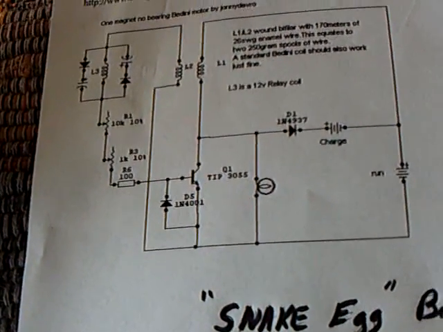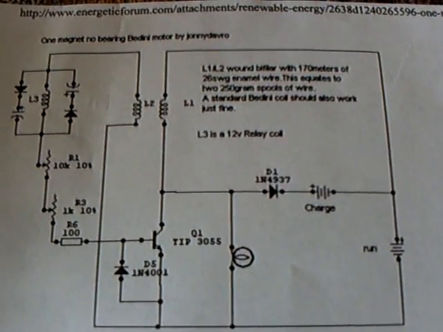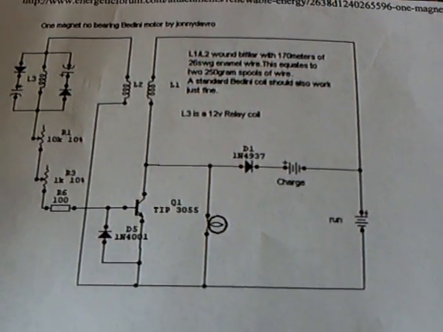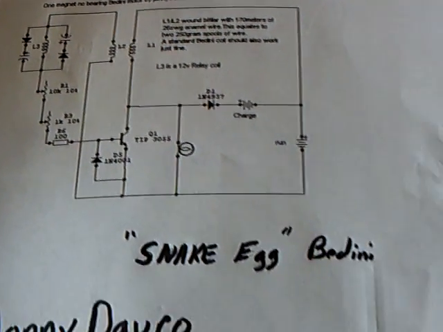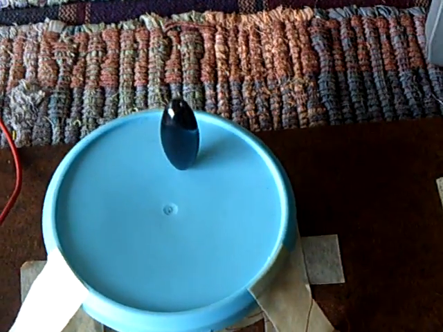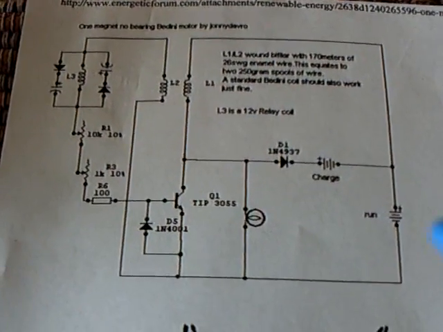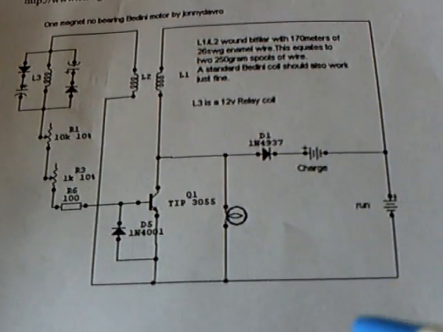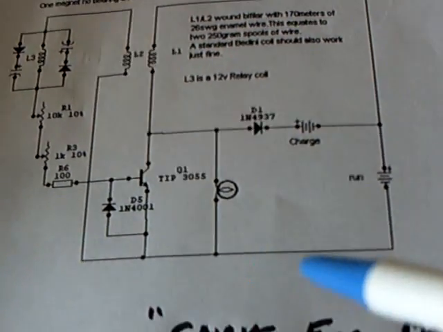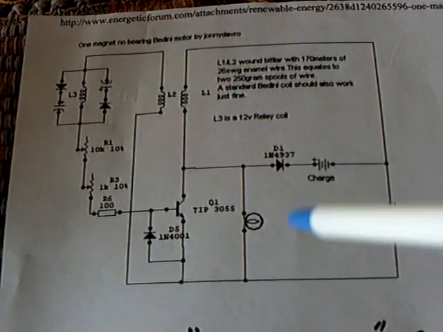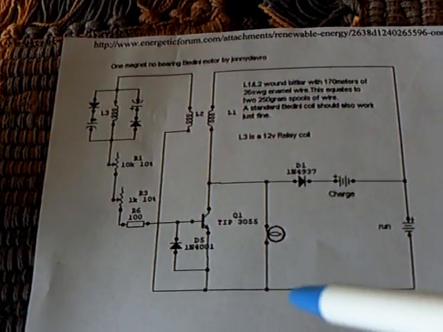All right, well, I've been working on Johnny's circuit here for the one magnet, no bearing Bedini, and Snake Egg, I call it, that's running right there. And I want to get this down to a real, real low voltage and amp draw, so I can run it on that SEC wirelessly if I can. So I worked on this, trying to get this down more before I did anything else.